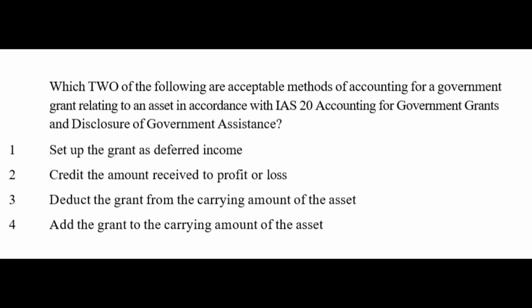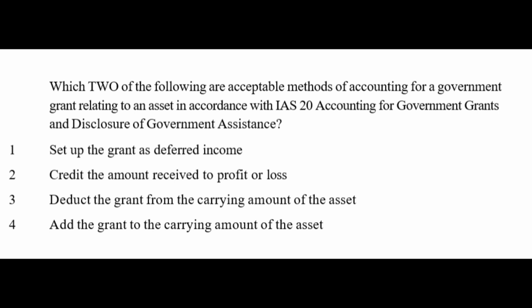Students must identify which treatments are compliant and reject those that incorrectly affect profit immediately or misstate asset values. Set up the grant as deferred income: correct. This is the deferred income approach. The grant is recorded as a liability initially, and then released to profit or loss over the asset's useful life, matching income with related depreciation expense.